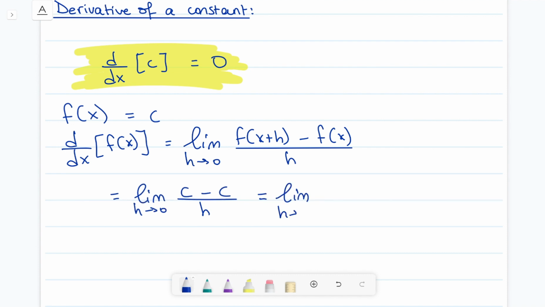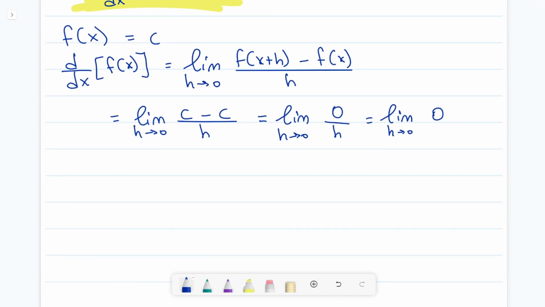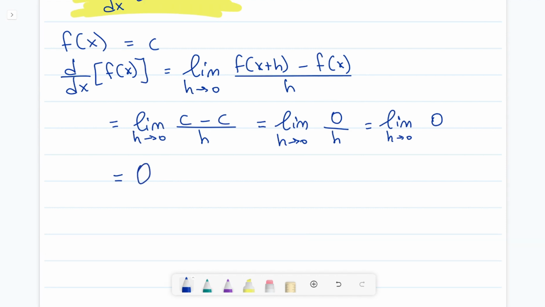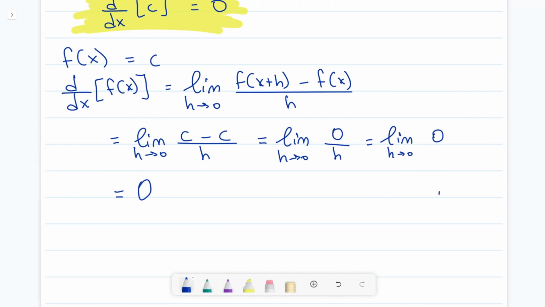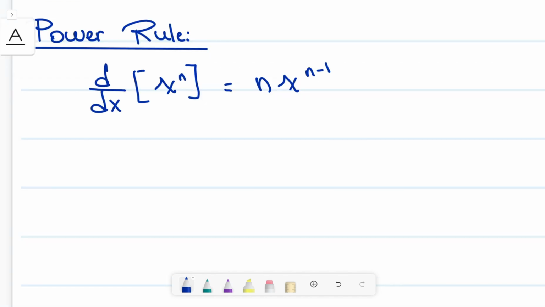This becomes the limit of 0 divided by h as h approaches 0, and 0 divided by h is 0. Now 0 is a constant, and we already agreed that the limit of a constant is the constant itself. So the limit of 0 as h approaches 0 is 0. And this is how we prove the derivative of a constant.